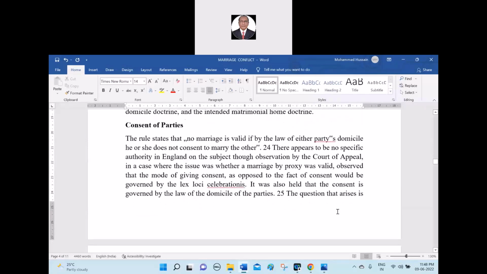The consent is a must, and there appears to be no specific authority in England on the subject, though there is an observation by the Court of Appeal in a case where the issue was whether a marriage by proxy was valid. Yes, in Muslim law, when a reasonable ground exists, proxy marriage is valid. What about in Tanzania? I don't think that proxy marriage is valid in Tanzania.